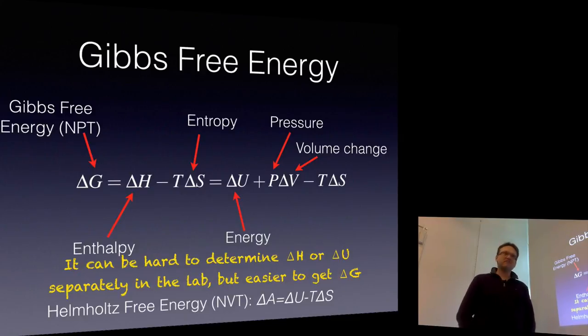Occasionally, you just see a delta F. A delta F can be anything, F for free. If you see a delta A, it's usually Helmholtz in physics.